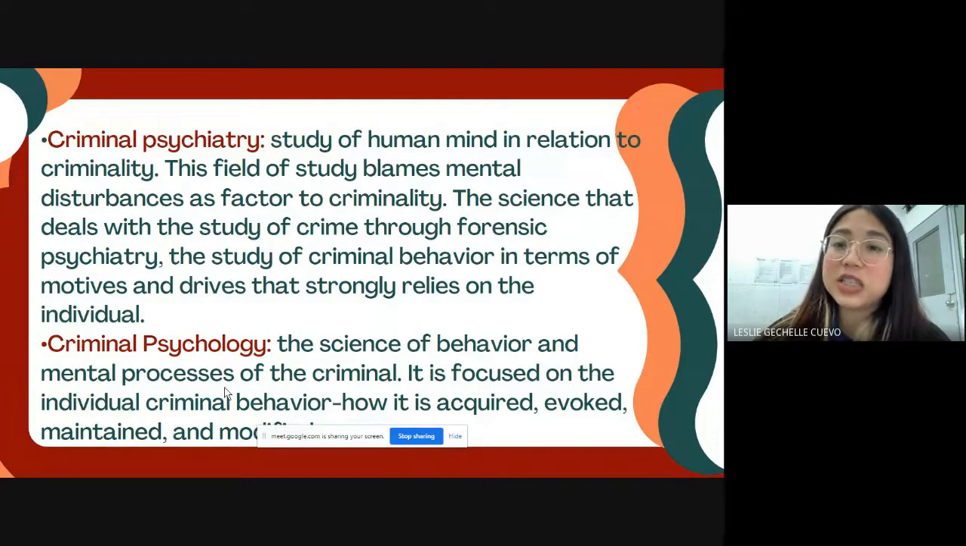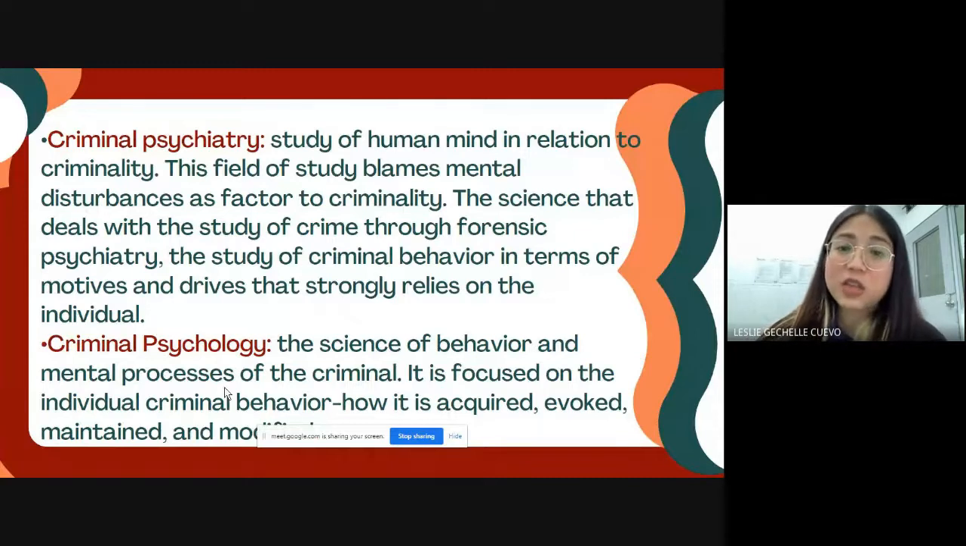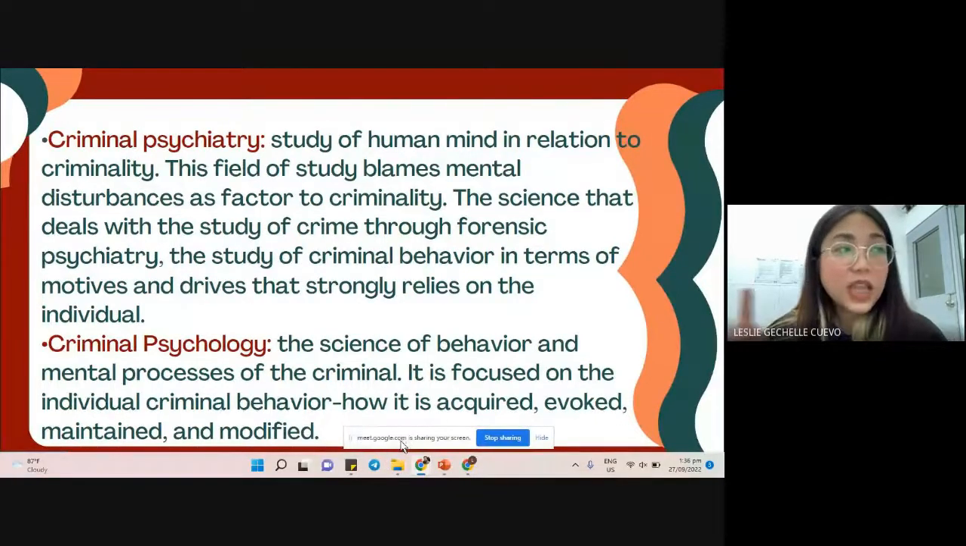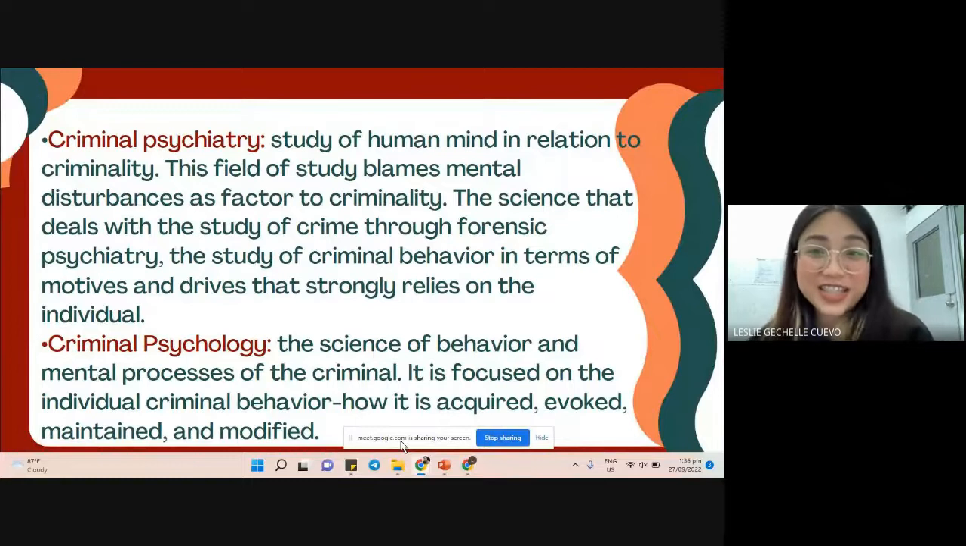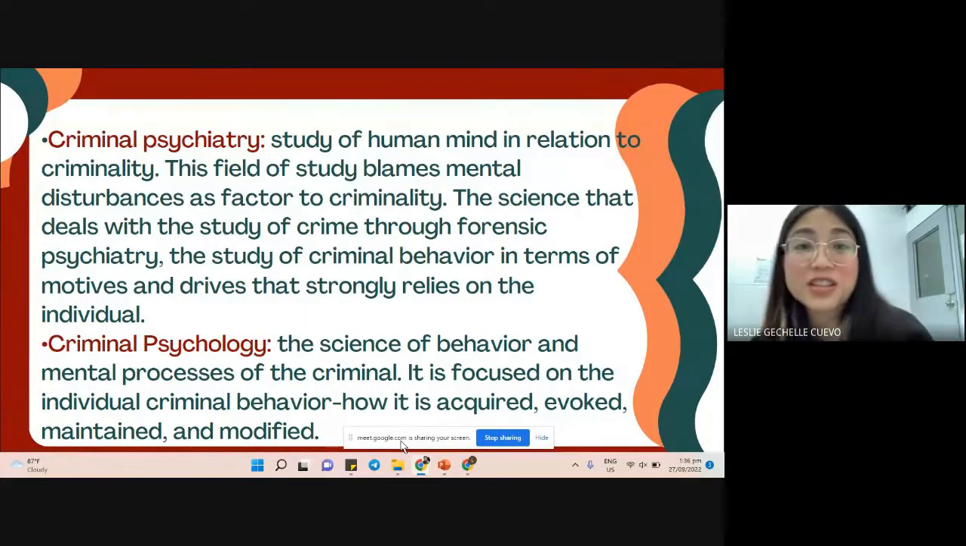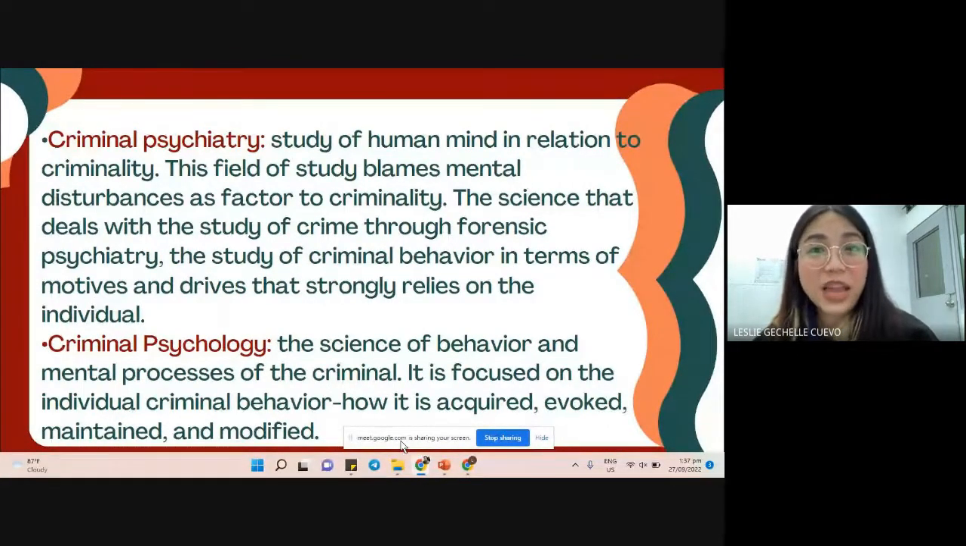And then criminal psychology, the science of behavior and mental processes of the criminal. It is focused on the individual criminal behavior, how it is acquired, evoked, maintained, and modified. Take note ha, iba ang psychiatry sa psychology. Kaya iba rin ang trabaho ng psychiatrist at psychologist. Kasi sa psychiatry, ang pinag-uusapan o ang pinag-aaralan is the human mind. As in, literal na yung brain. Sa psychology, yung behavior, yung mental processes, kung papaano nag-iisip ang isang kriminal. Gets nyo? Magkaiba yun ha?